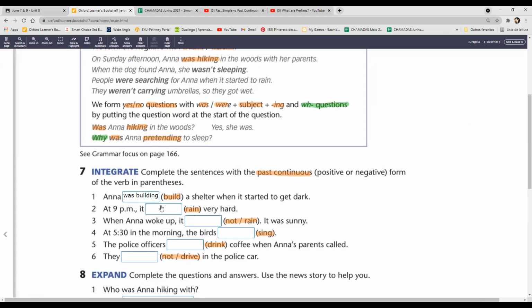So Anna was building. Now number two: it at 9 p.m. it very hard. What was in progress at 9 p.m.? Okay, was raining. All right.